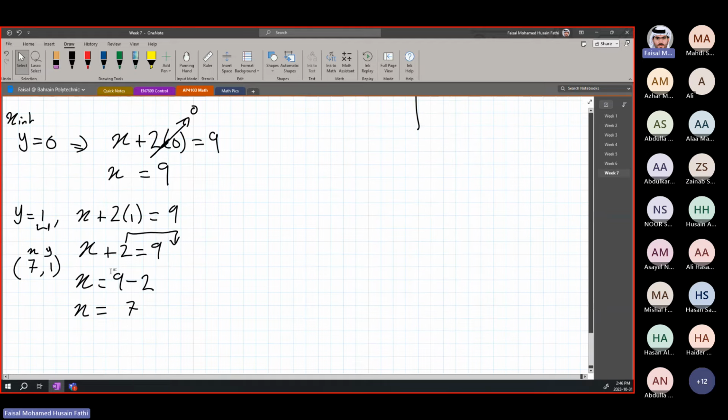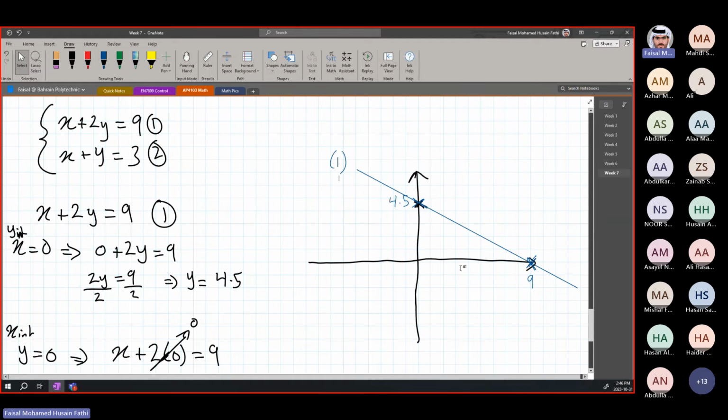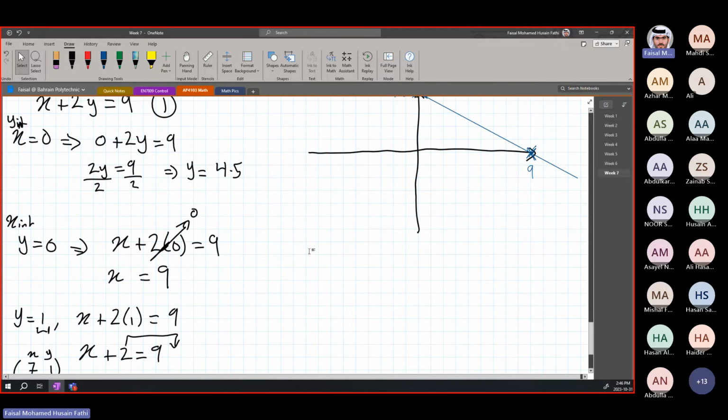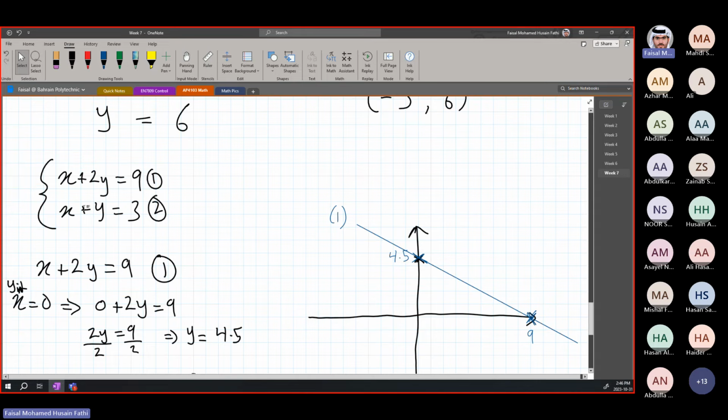If you notice also, 7, 1 is a point. So if we go to 7, say 1, 2, 3, 4, 5, 6, 7, see here the intersection with the 1. This is point 1. This is point 7. So it's another point on the same line. You can use that. Now, we finished with equation 1. Let's solve equation 2, so we can plot it.